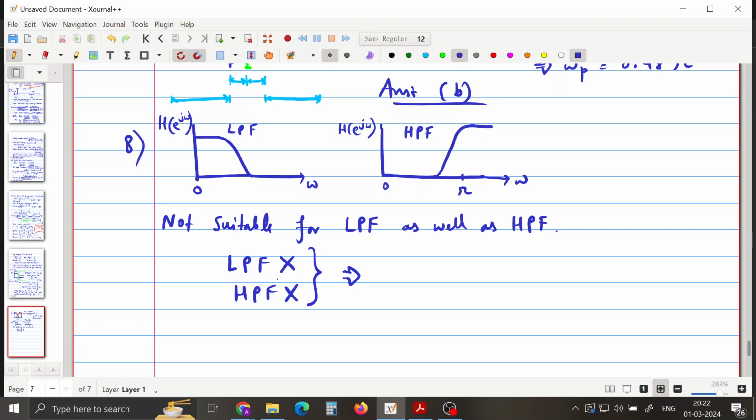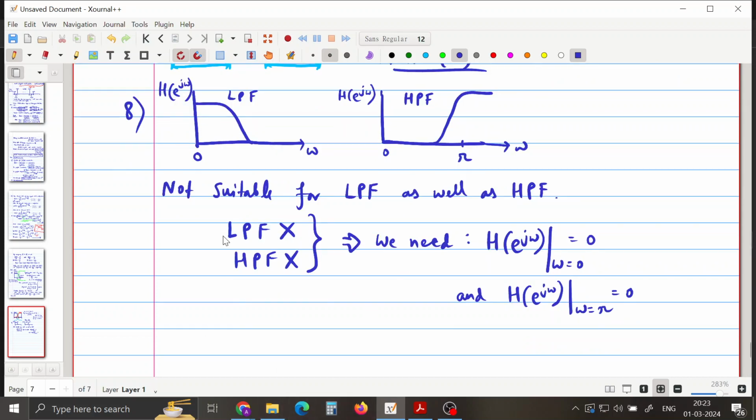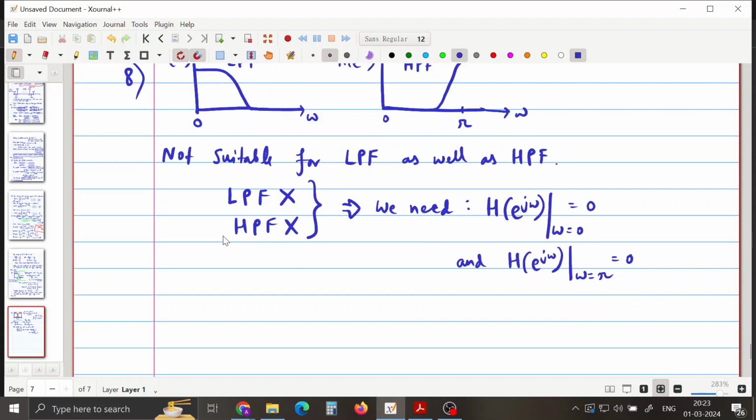Because individually, for a low pass filter the condition is non-zero at omega equals 0, and similarly for a high pass filter it is non-zero at pi. So a filter which is neither a low pass filter nor a high pass filter must satisfy, we need the frequency response at low frequency to go to 0, and also the frequency response at high frequency like pi to go to 0 as well. So it's neither a low pass nor a high pass. You understand, right? That is the key observation.